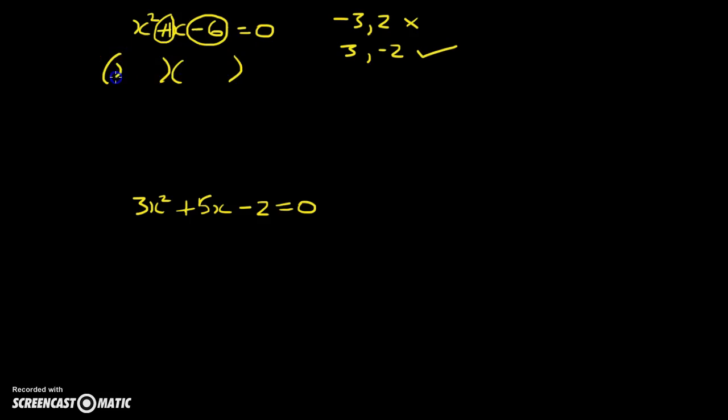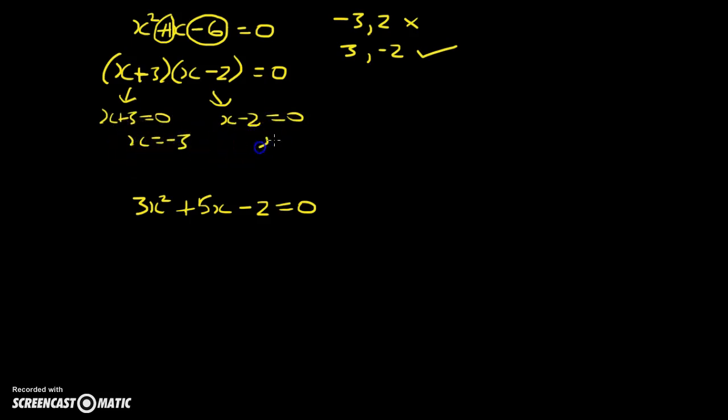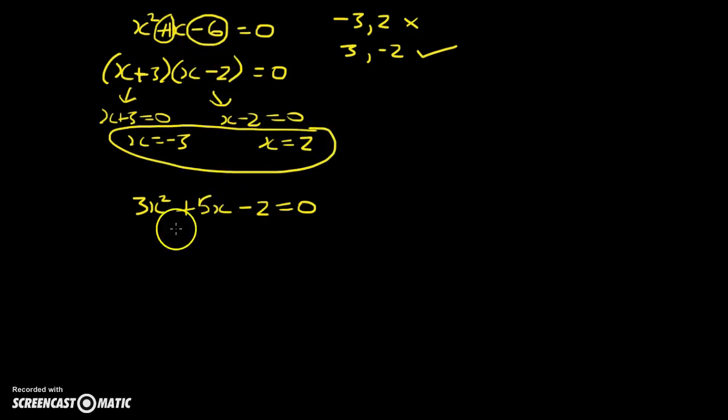So setting up our brackets, it's 1x squared at the front, therefore it's x and x. We've got our numbers, plus 3, and subtract 2. Same as before, 2 terms multiplied to give 0, therefore each one of those equals 0. So in this case, subtract 3 from both sides, so we get x equals negative 3, and in this case, add 2 to both sides, so we get x equals 2. So there's your 2 solutions. And again, you can double check back in the original equation to see if they work.